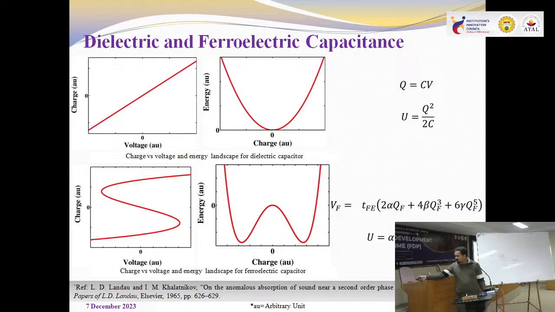These equations which I am referring to are actually given by these two scientists, L. D. Landau and I. M. Khalatnikov, and this equation is basically known as the LK equation, which is the Landau-Khalatnikov equation.